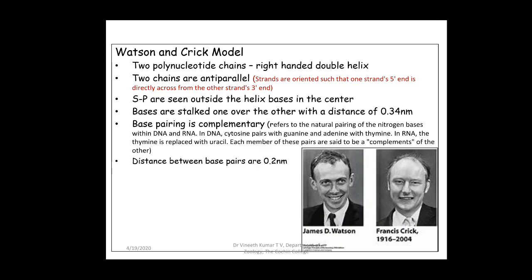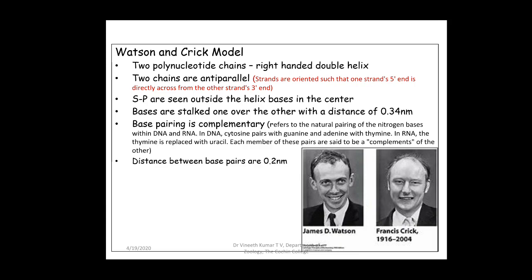hydroxyl group. And they found that the strands are oriented in such a way that one of the strands runs in 5' to 3' direction, but the other runs in 3' to 5' direction, and that is what is called anti-parallelity of the chains. They also found that the sugar phosphate backbone is seen outside the helix, forming the backbone of the helix, and the bases are stacked one above the other, as we said earlier, with a distance of 0.34 nanometer or 3.4 angstrom.